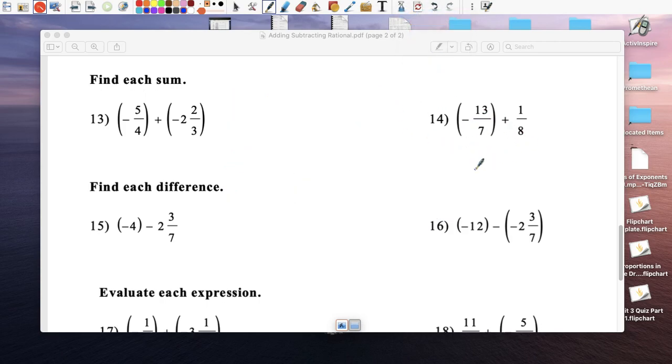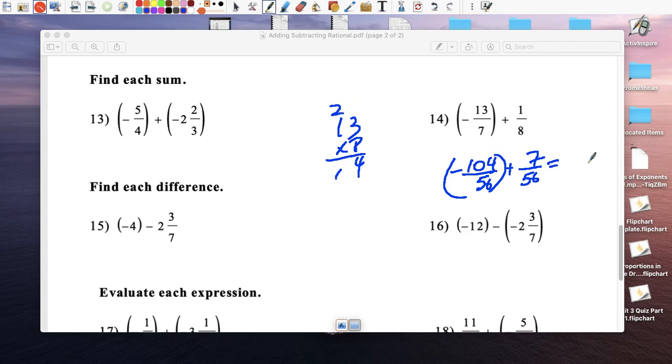Again here, change it to 56. This is negative, so put in parentheses. So it's times 8. This is times 7. 13 times 8 is 104. We subtract now. This one has the greater absolute value, so my answer is going to be negative. So it's something over 56. We find the difference between 104 and 7, and that's going to be 97.